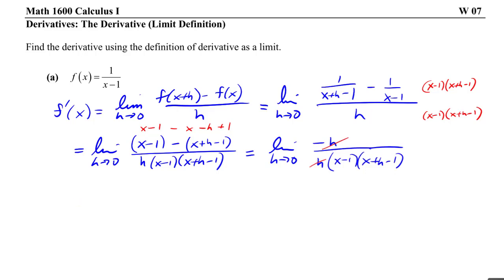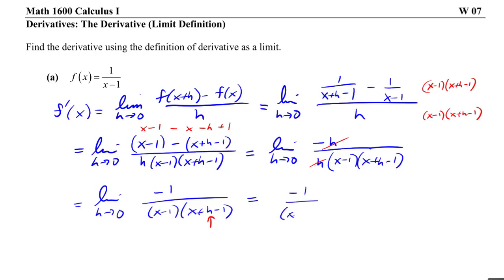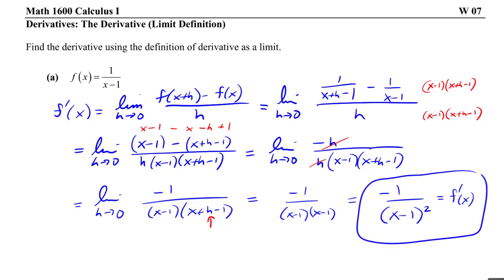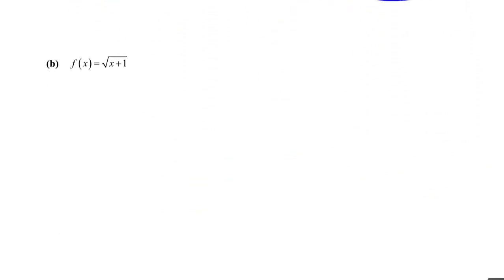So I'm ready to put in h of 0. When I do that, well, let me first write it. The h's canceled out. Negative 1 over x minus 1, x plus h minus 1. And I get to put in 0 there. And so I'm actually just going to get negative 1 over x minus 1 times x minus 1, or in other words, negative 1 over x minus 1 squared. Okay, and this is f prime of x. There's my derivative. All right, let's try another one.